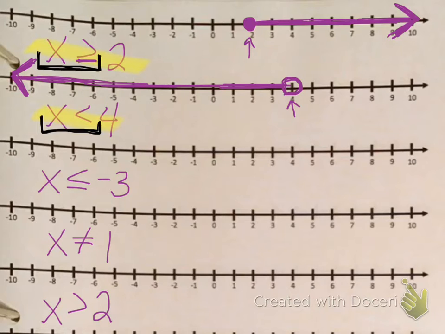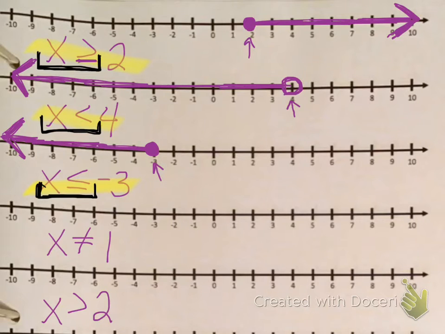All right, so the next one says x less than or equal to -3. Okay, our starting point is -3. We have an equal to bar, less than or equal to, which means that we use a closed dot. And now we want every number less than -3. So you need to go to the left, the less than side, and give it some arrows.